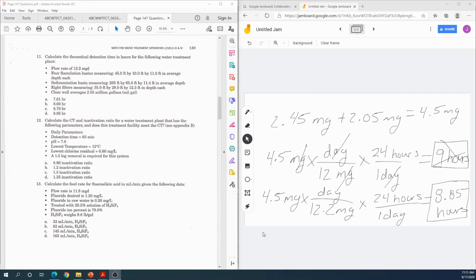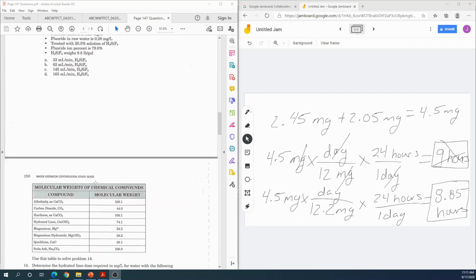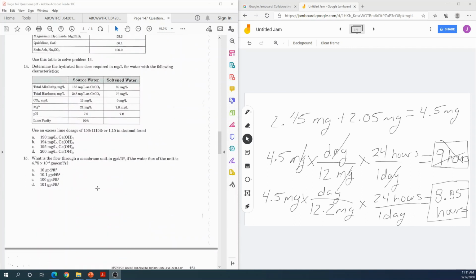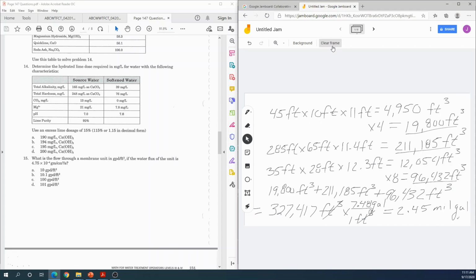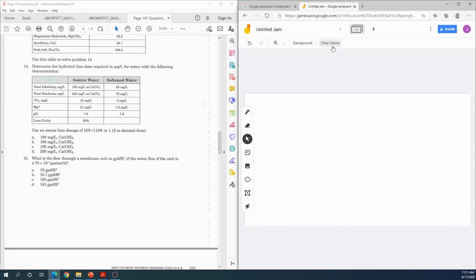Okay, let's jump to problem number 15. Problem number 15. What is the flow through a membrane unit in gallons per day per square foot if the water flux of the unit is 4.75 times 10 to the minus fourth grams per centimeter squared per second?